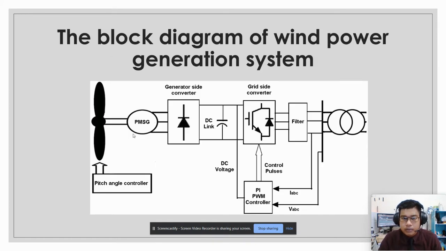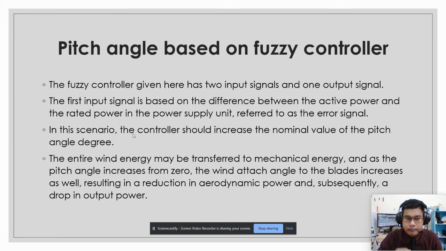This is the broad diagram of the wind power generator system, in which we use the pitch angle controller. The pitch angle is based on fuzzy control. The fuzzy control has two input signals and one output signal. The first input signal is based on the difference between the active power and the reactive power in the power supply unit, referred to as the error signal.